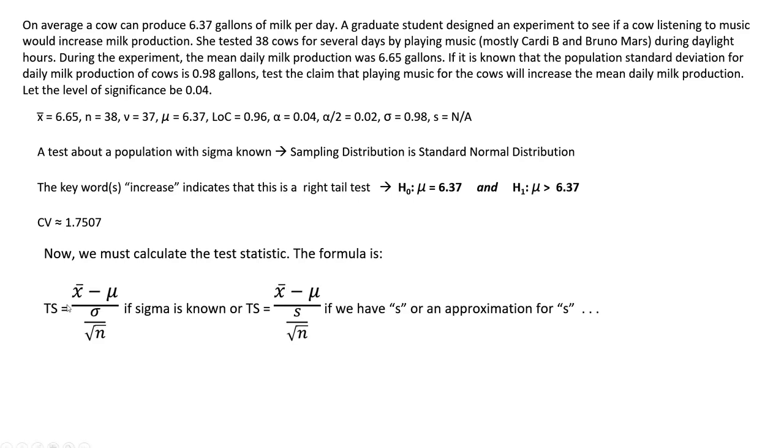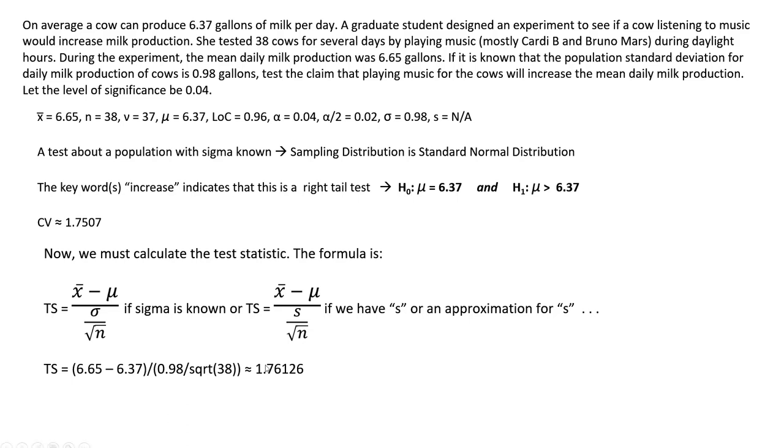The test statistic is x bar minus mu over sigma over the square root of n, and that's if sigma is known, as it is for this problem, or the test statistic is x bar minus mu over s over the square root of n, basically the same formula if we have s or an approximation for s. In other words, if we have a sample standard deviation or anything that we could use to approximate a standard deviation.